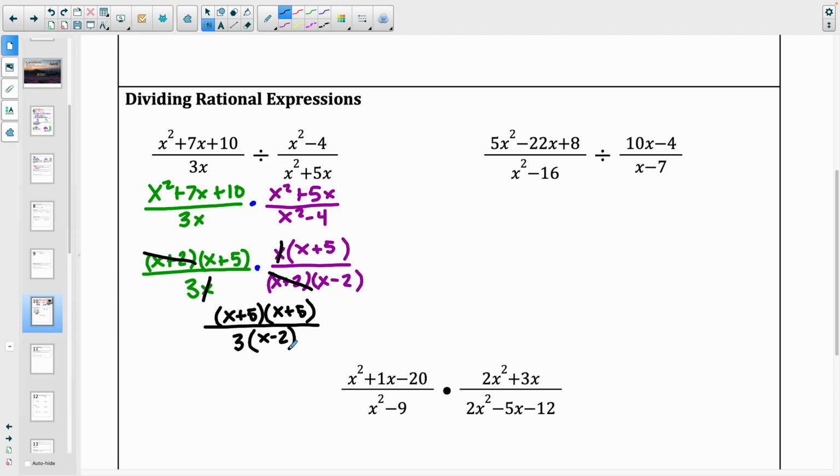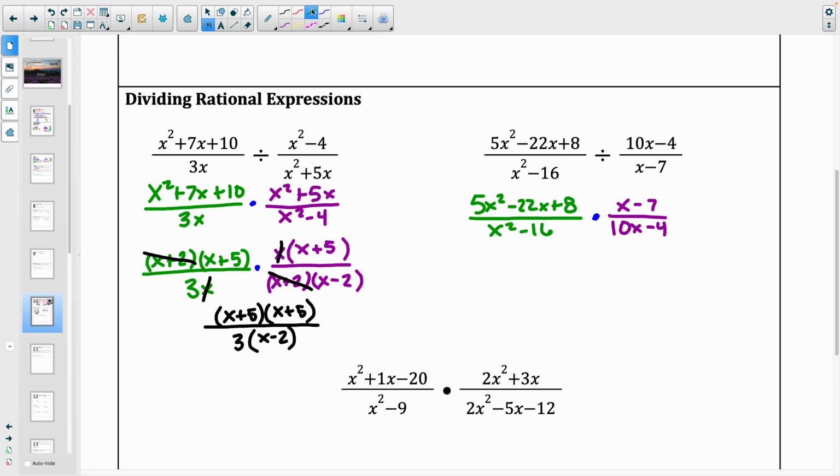Okay? Then on to the next problem. Same idea, we're going to do keep, switch, flip. So keep the first fraction, 5x squared minus 22x plus 8 divided by x squared minus 16. Switch your sign to multiplication and flip that second fraction to be x minus 7 over 10x minus 4.